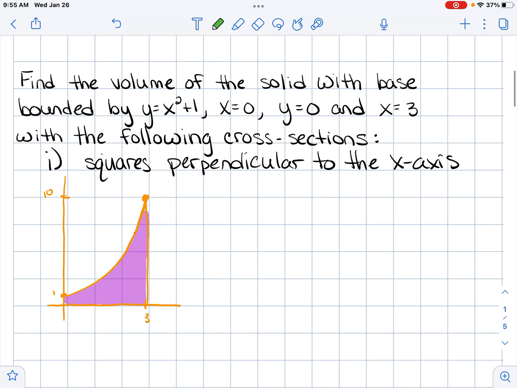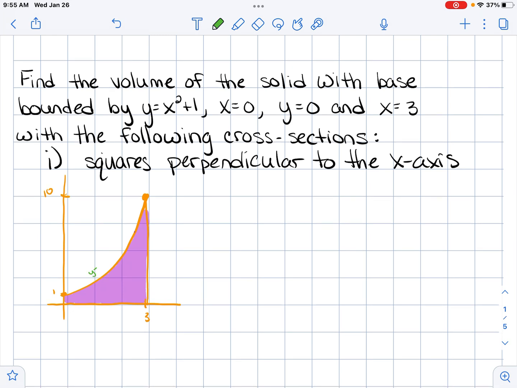We're going to find the volume of the solid that has a base bounded by those four graphs. And I'm going to do different kinds of cross-sections. So first of all, the area bounded by there, I've graphed that already. We know that this one is y equals x squared plus 1. I know that this is y equals 0. This is x equals 0. And this one is x equals 3.